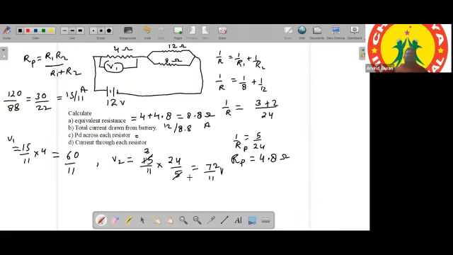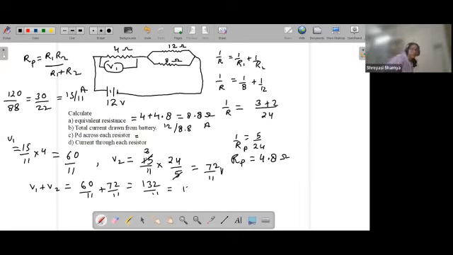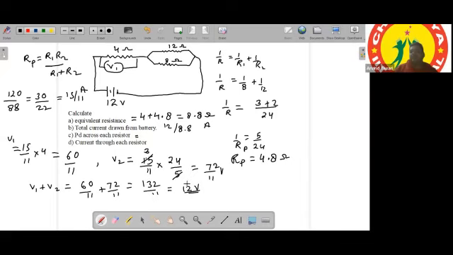Now see, it looks very confusing. Add this V1 and V2, and let's see, are you getting 12? If you add V1 and V2, you will get 60 by 11 plus 72 by 11, and this will be equal to 132 by 11. Divide it, which is 12 volt. So that means all our calculations, everything is correct.